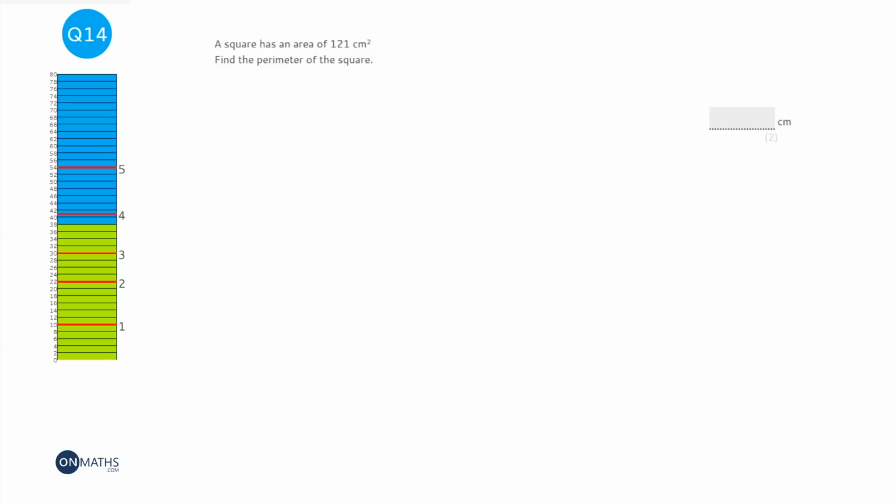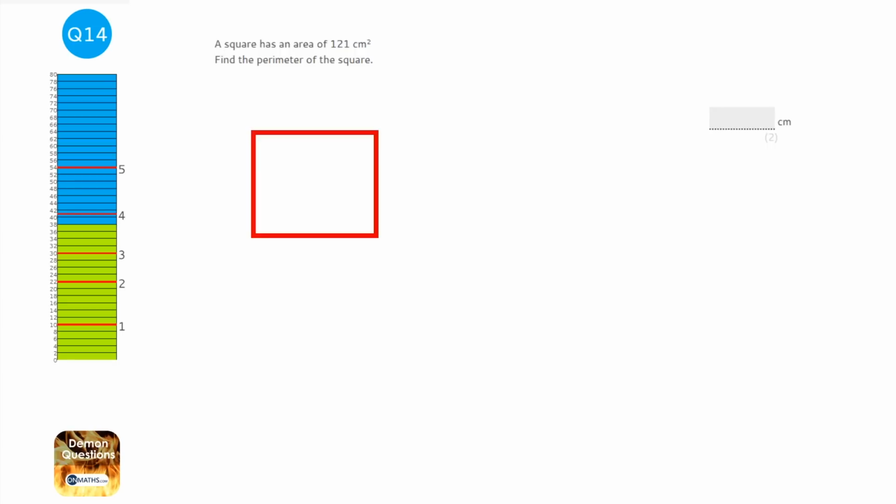Okay, so in this question we see that a square has an area of 121 centimeters squared, and we're asked for the perimeter of the square. So the first thing I would do is do a quick little diagram of this square. And we know that the area is 121 centimeters squared.